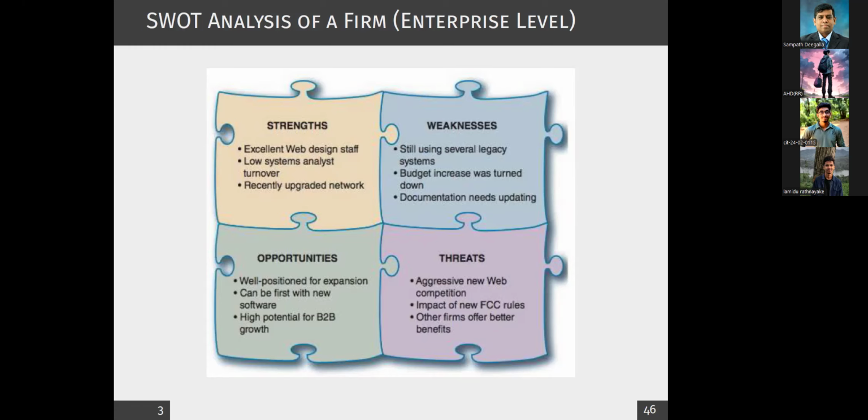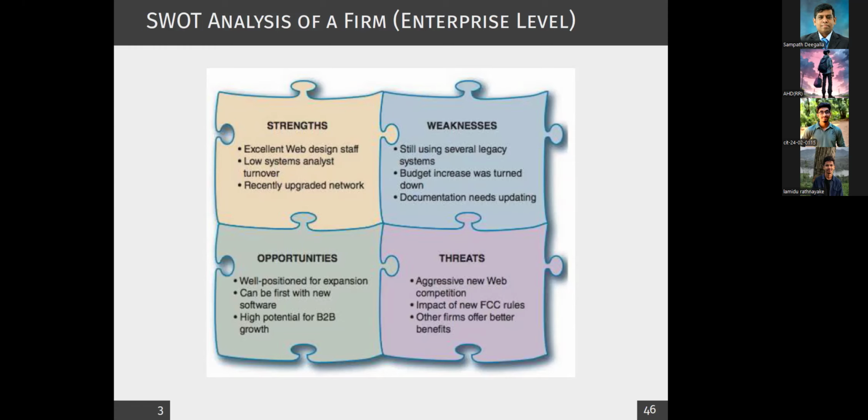So they say the aggressive new web competition, new rules. I hope that it's something to do with the finances. Other firms offer better benefits. So they will see different threats available to them. So it is very, very important to identify this in the very beginning, because this will give you an idea what the strengths and weaknesses are that you have as an organization, and then what the opportunities and threats are. So this will lead to our next step, which is developing a business case, right?